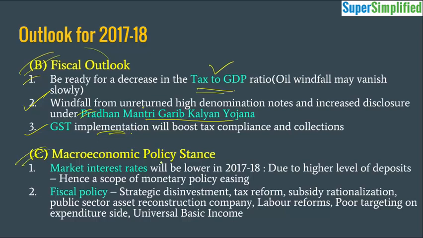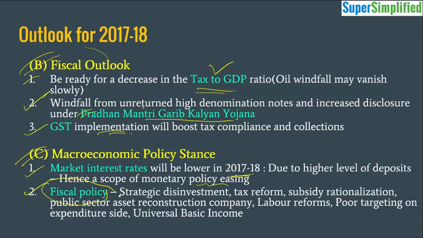And the third point, macroeconomic policy stance. It says that the market interest rates will be lower in 2017-18 due to the higher level of deposits in the banks after demonetization. Hence, scope of monetary policy easing is available. And it talks about fiscal policy. This point is very important.